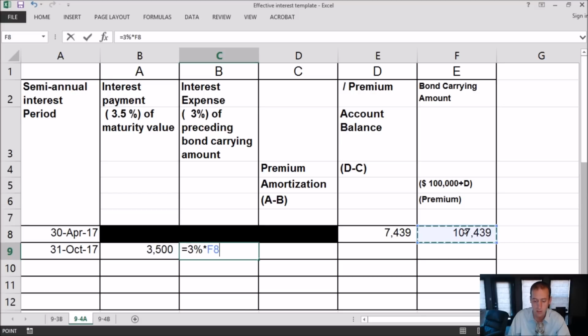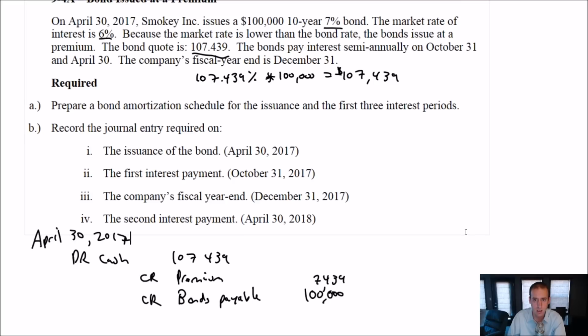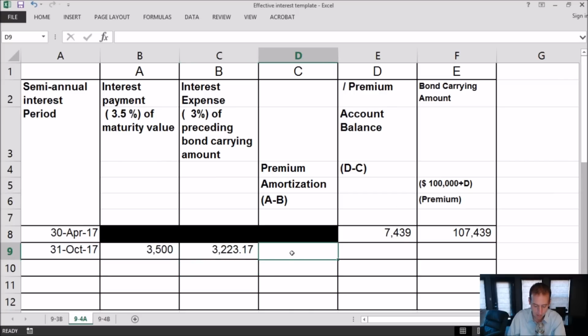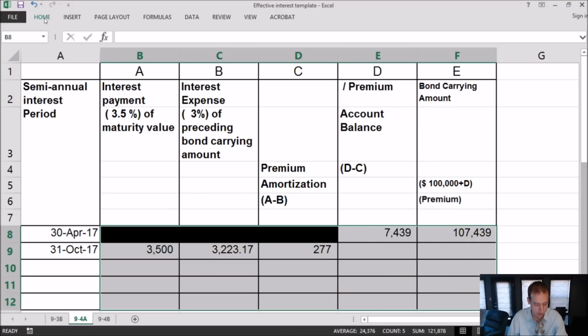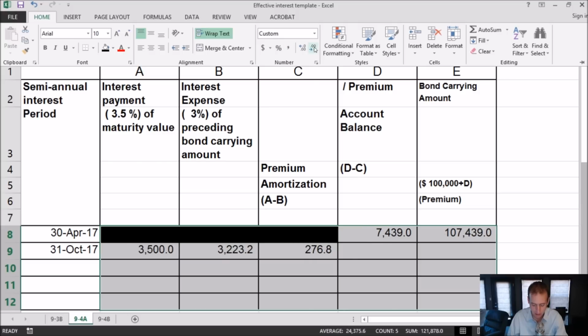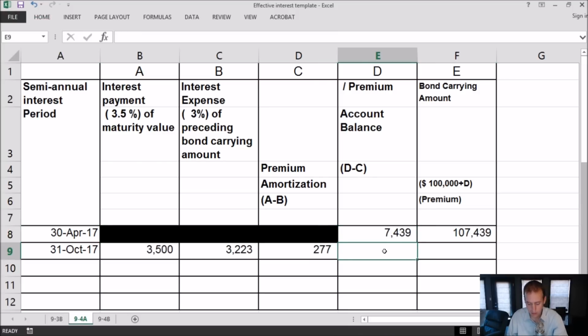The interest expense, 3% times the bond carrying amount. Bond carrying amount, $107,439. Just want to double check one thing really quickly here. Yep, that was where it should be. Okay, the premium amortization, A minus B. I take A, 3,500 minus B, 3,223, and I get 277. I tried to head off this rounding thing at the pass, but apparently I didn't. There we go. Now it's going to round properly. Premium account balance, D minus C, 7,439 minus 277, 7,162.